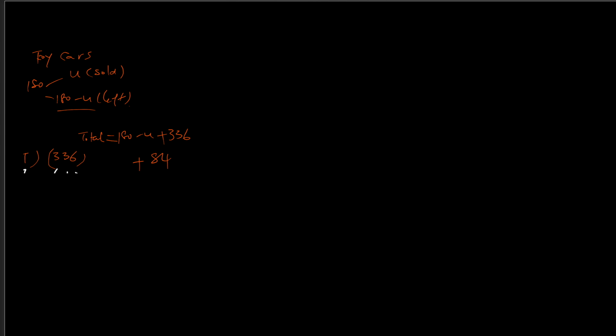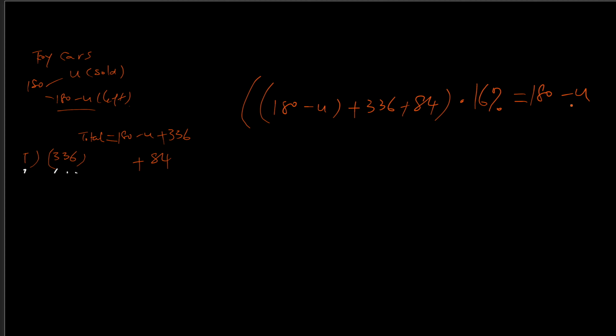So they say 16% of the toys. So the total is this 180 minus U plus the 336 plus the 84, and 16% of it. 16% means what? It's your toy cars, which is here, right? 180 minus U. And your job is to solve this equation once again. Okay, before we open the bracket, I think we can simplify first. Simplify the inside. Can you simplify the inside for me? Meaning, you have the 180, plus this, plus this. I think this will give you 600, right? Can you help me verify?